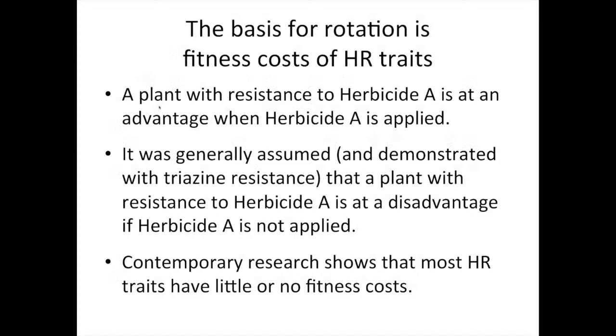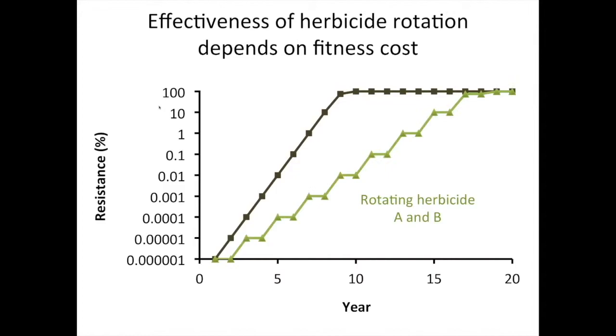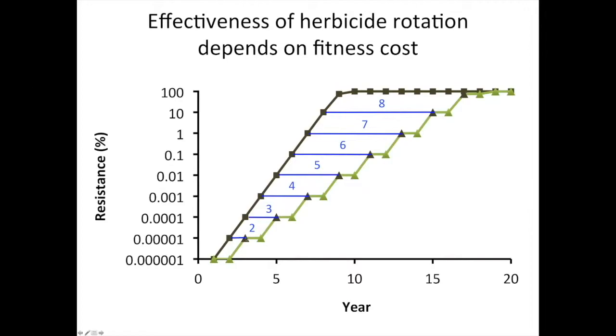Now, I can demonstrate that to you graphically. This is a graph I showed you before, showing herbicide resistance evolution to herbicide A if herbicide A is used continuously. Now, here I'm showing resistance percentage to herbicide A when herbicide A is used in rotation with herbicide B. And so it looks like it's delaying resistance, and it is to an extent. But what we have to think about is we're only using herbicide A every other year. So here I've highlighted the use of herbicide A in brown, and we can compare the number of applications of herbicide A. Here's after 2 years of using herbicide A continuously versus 2 years in rotation.